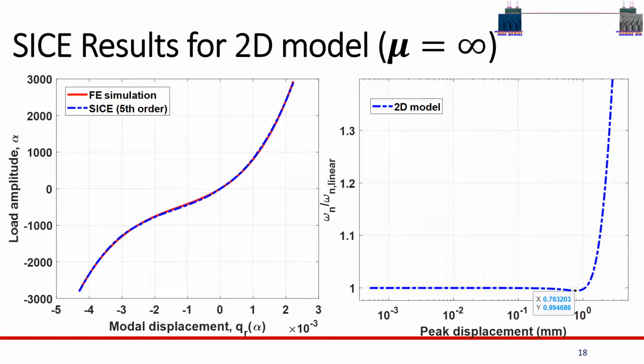Next, we consider the 2D model, and SICE was used to fit the results for the infinite friction case. The left plot here shows the SICE fit compared against the backbone curve that was simulated using Abaqus. The right plot shows the amplitude-dependent frequency plotted versus the displacement of the center of the panel. This is again showing slight softening behavior due to the unsymmetric unloading behavior.